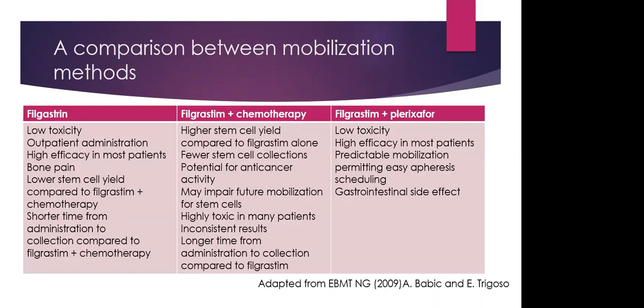The different methods of HPC mobilization: chemotherapy, or filgrastim plus plerixafor. Advantages of filgrastim alone are low toxicity, outpatient administration, and high efficiency in most patients. Compared to filgrastim plus chemotherapy, it has a lower stem cell yield and a shorter time from administration to collection.